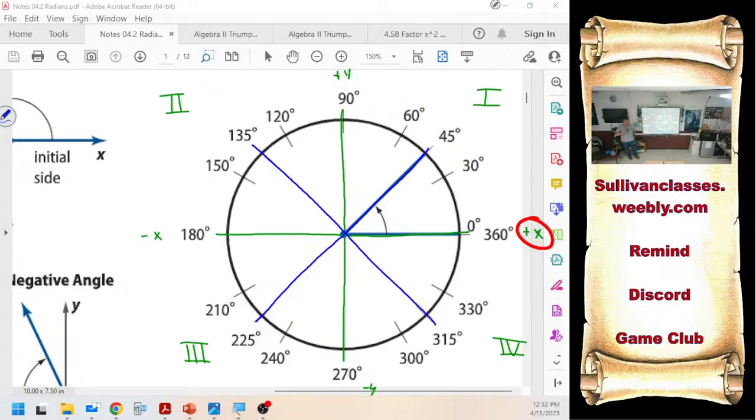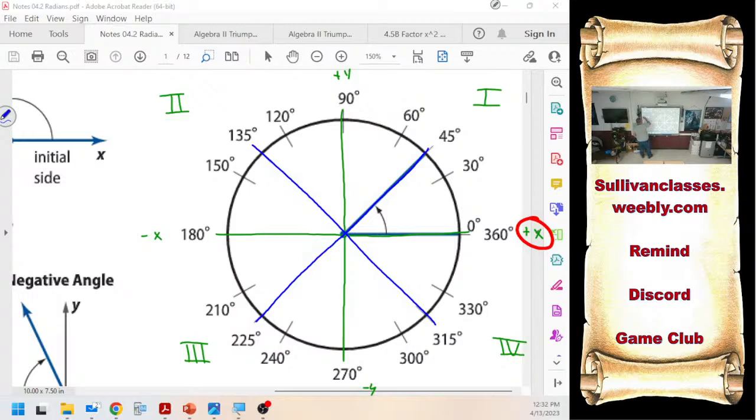Now, each of those chunks is 1/8 of the circle. It's also 1/4 of the semicircle, right? This is all important. If we know fractions, then radians aren't going to be a big deal.